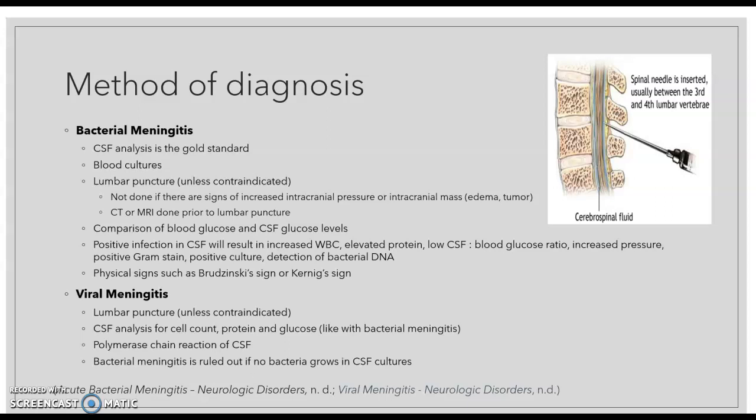For viral meningitis, in addition to the same tests that are done for bacterial meningitis, there's also the polymerase chain reaction of the CSF, which will detect and quantify viral DNA or RNA. Bacterial meningitis can be ruled out if no bacteria grows from the CSF cultures, but that result can take a few days, which is why they start treatment immediately as they wait for this result.